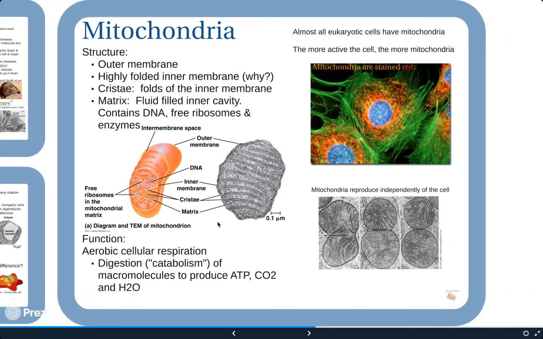All right, and now we're going to talk about the two arguably most important organelles in terms of energy, I guess, the mitochondria and the chloroplast.